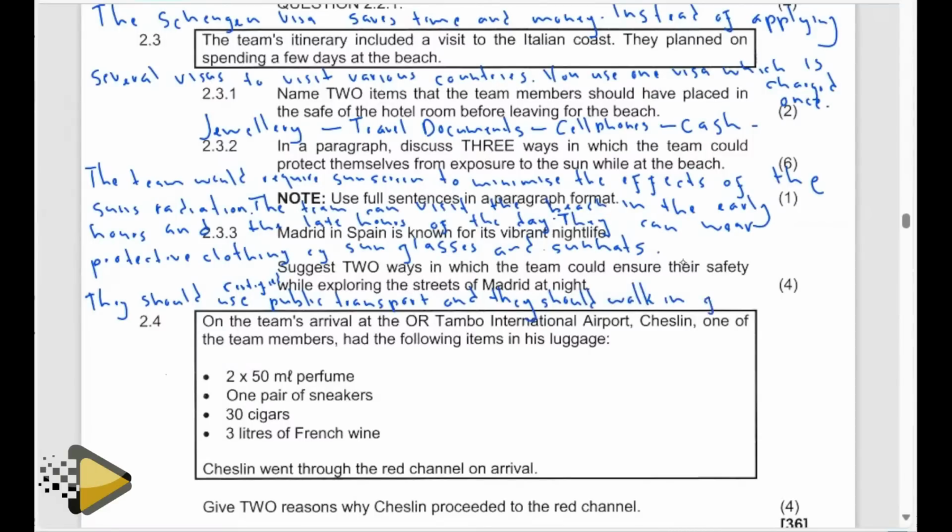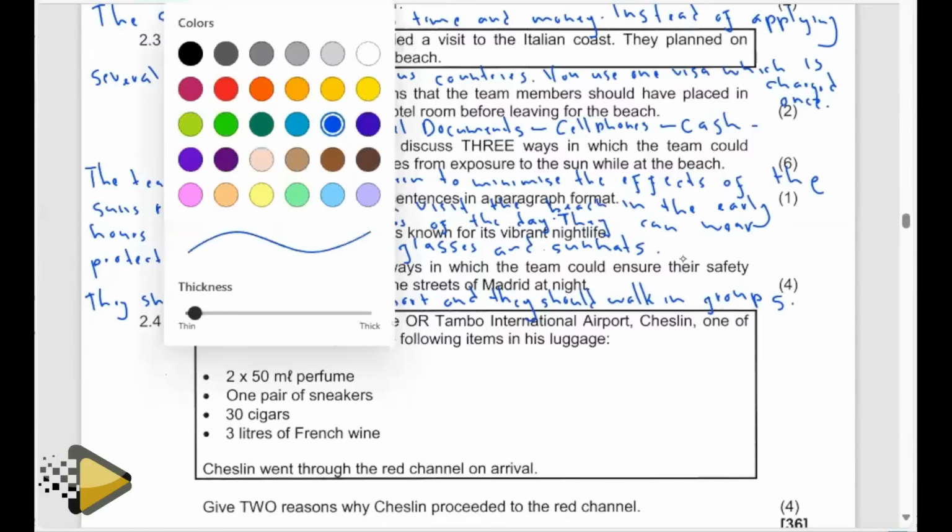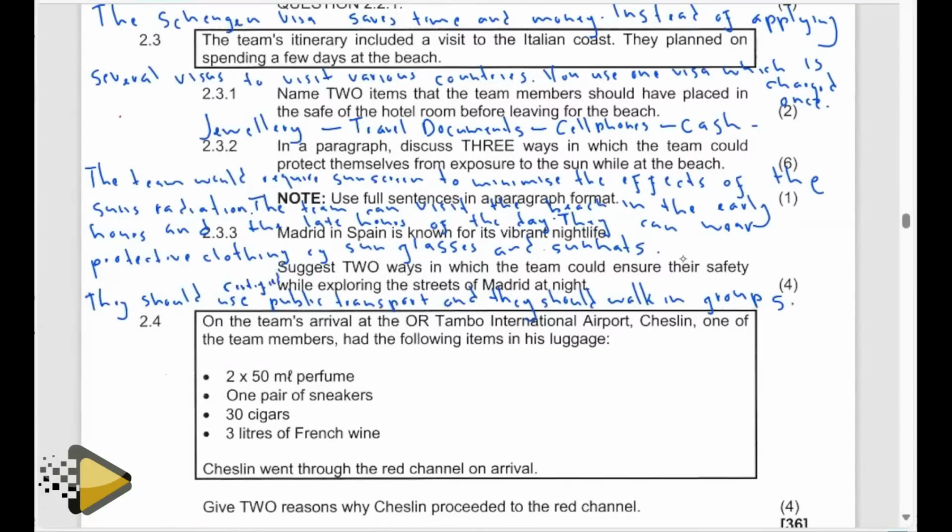Walk in groups if possible. Avoid walking alone. They should walk in groups. Then, in addition to that, they can also use well-lit streets and walk in well-lit places. It is also recommended to walk in places with increased visibility or well-lit places. So these are some of the safety precautions which the team can take on their journey to Madrid at night.